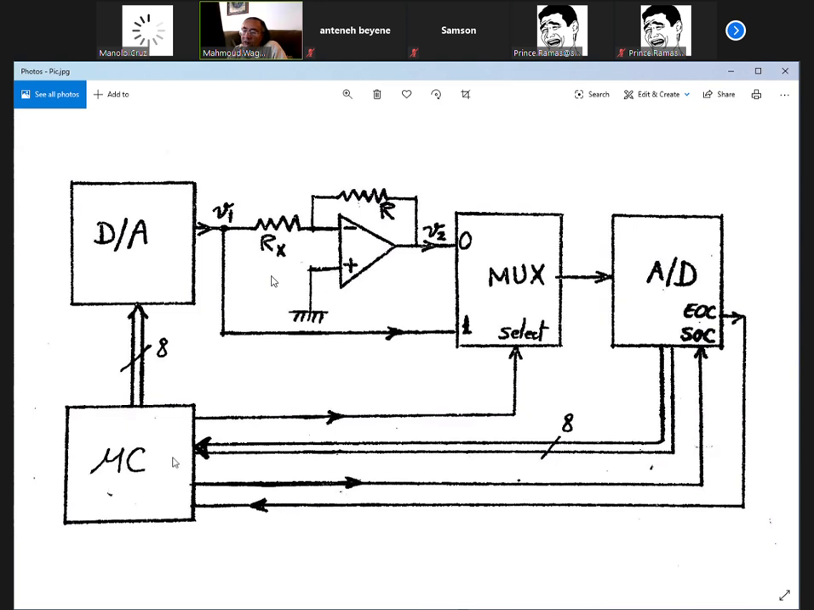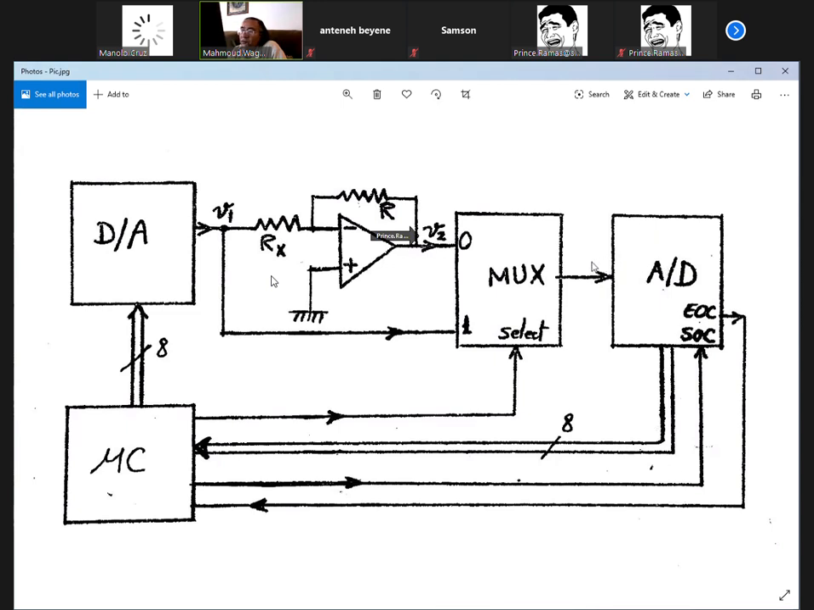So you're going to read that value, that voltage, by the microprocessor, right? The data bus. So what have we accomplished so far? We have applied a known voltage V1. We know the value of R from the beginning. And now we have measured the value of V2 via the A to D converter.